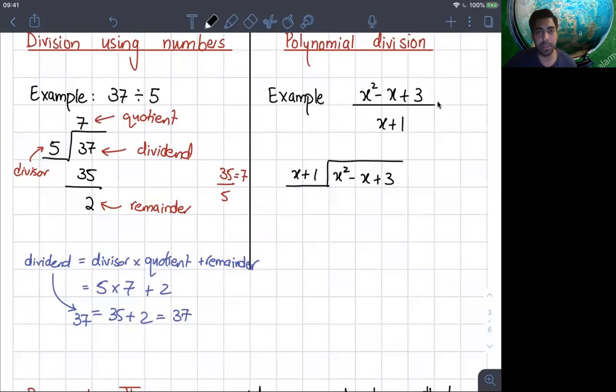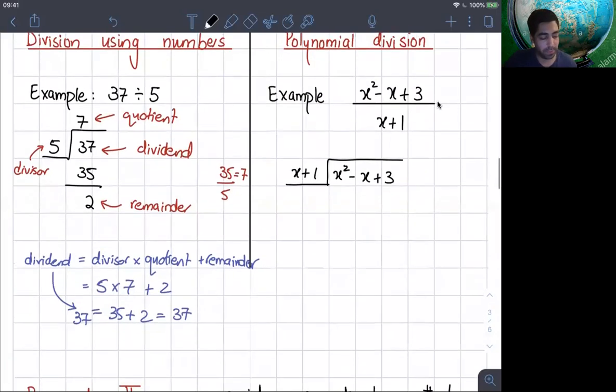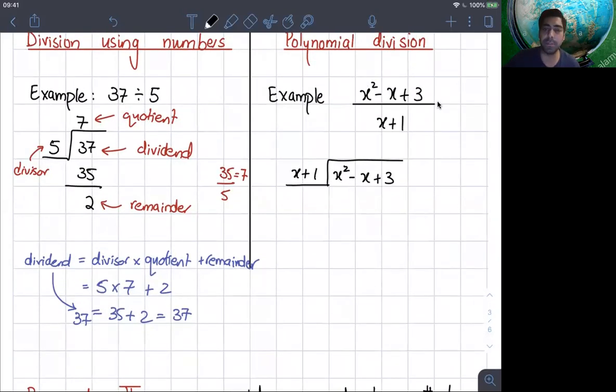Okay, so onto the polynomial division now. This is what we have: x squared minus x plus 3 divided by x plus 1. The first thing we do is look at the term with the highest power of x inside the division sign, and then the term with the highest power of x outside the division sign. In this case, inside we have x squared, outside we have x. And x squared divided by x just gives you x.